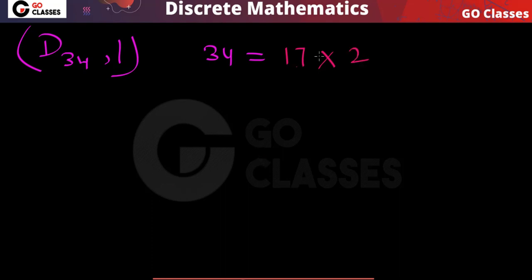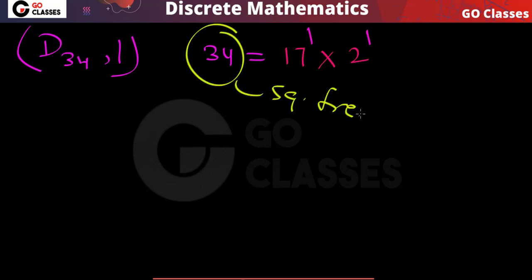What about 34? What about D34 with divisibility? First of all, you find the prime factorization of 34. That will be 17 into 2. You can notice all the powers are 1, so this is also square free.